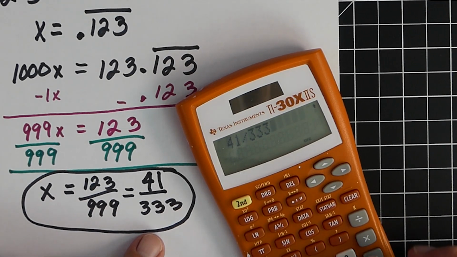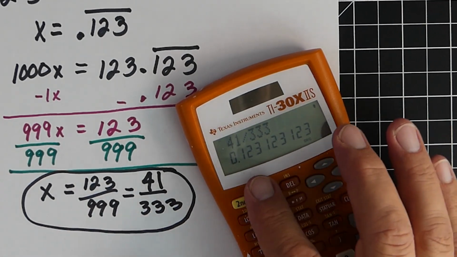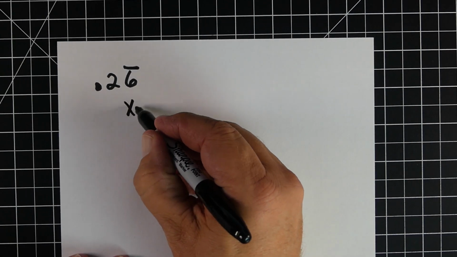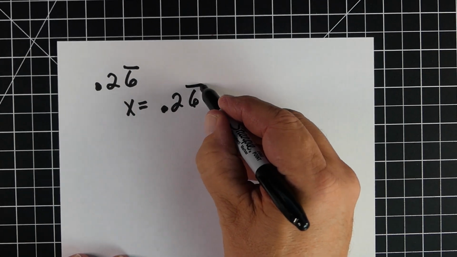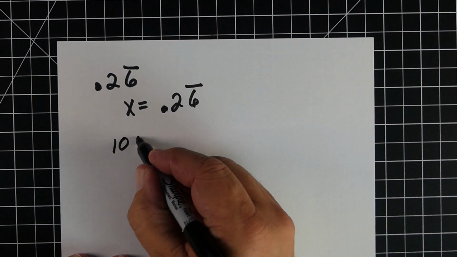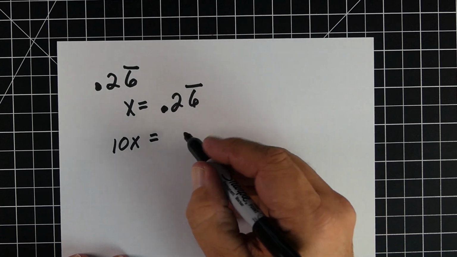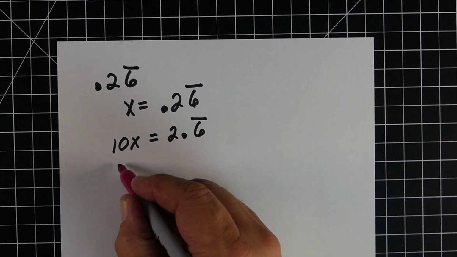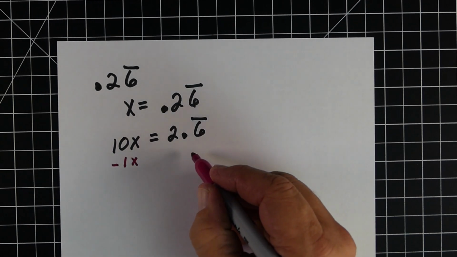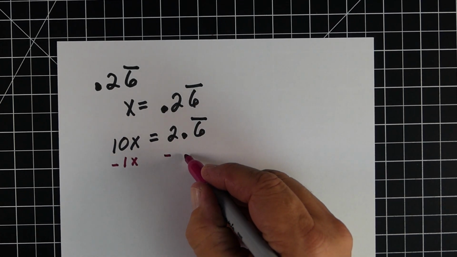We'll check it, we'll divide it, and when we do that, you can see we're getting 0.123, 123, and so on. All right, in our fourth example, we have one digit that repeats. It's not the number in the 10th spot, though. It's in the 100th. So in this 0.26, the 6 repeats. So we're going to make x equals 0.26 with 6 repeating.